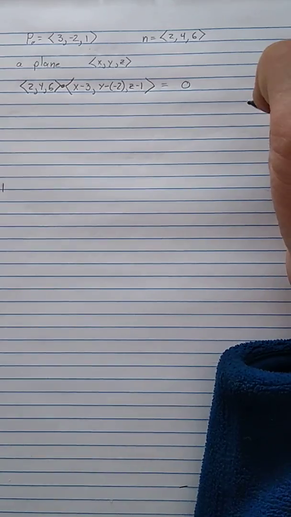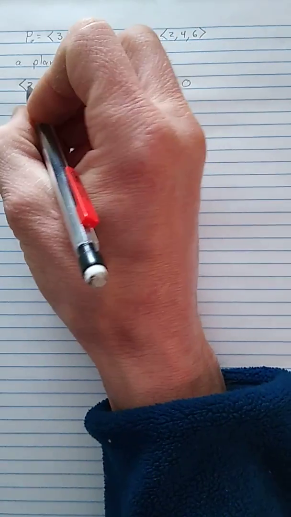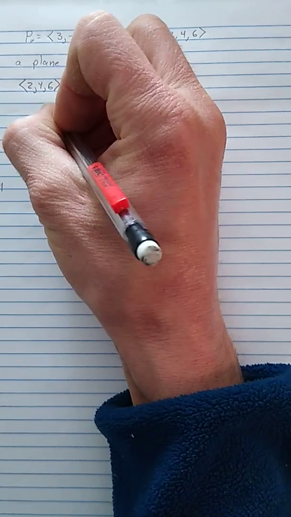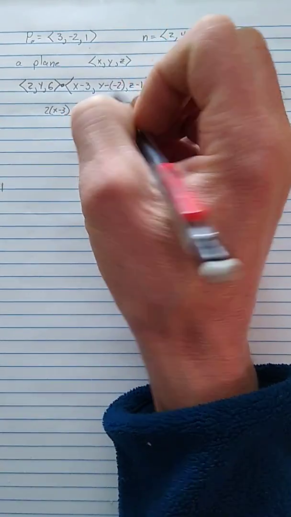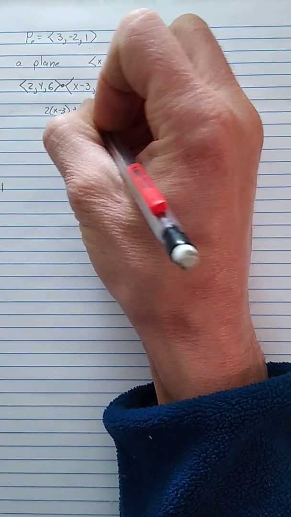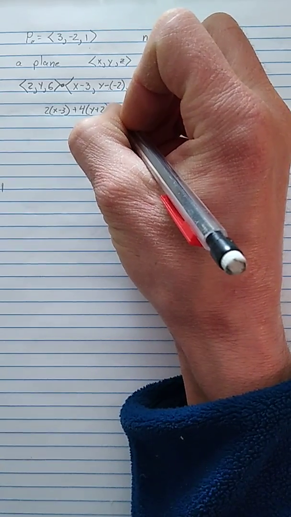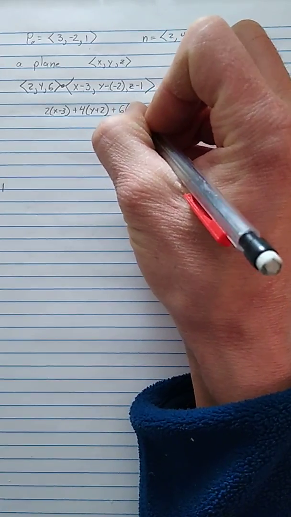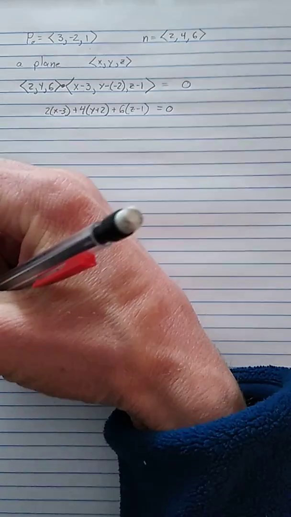Okay, so let's figure out what that dot product is. So a dot product says we take the x component times the x component. So 2 times x minus 3, and then we add that to 4 times y plus 2. Plus, and then the z component, 6 times z minus 1. And that needs to equal 0.